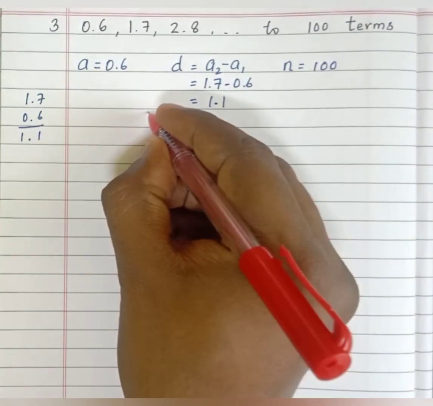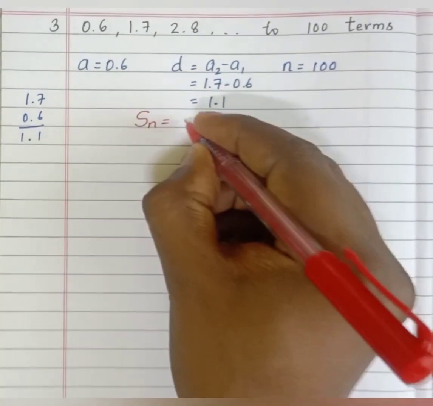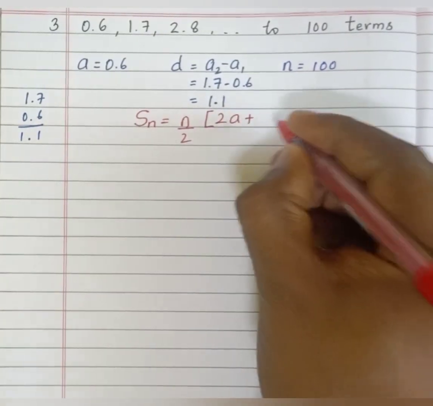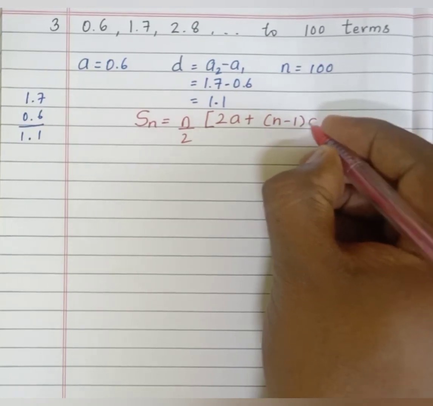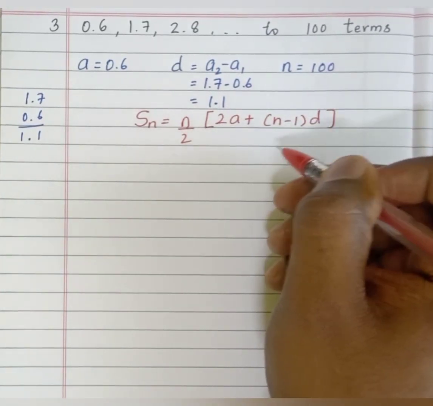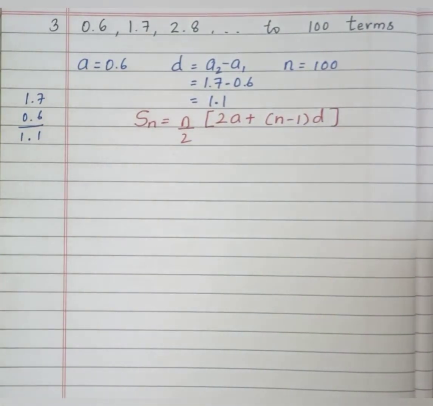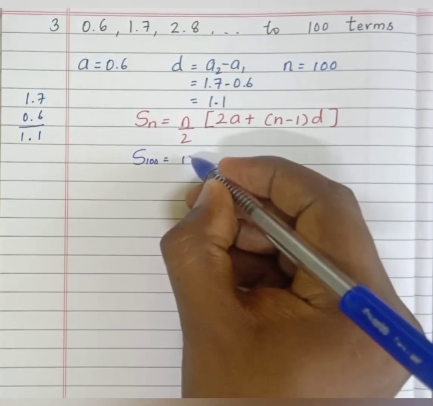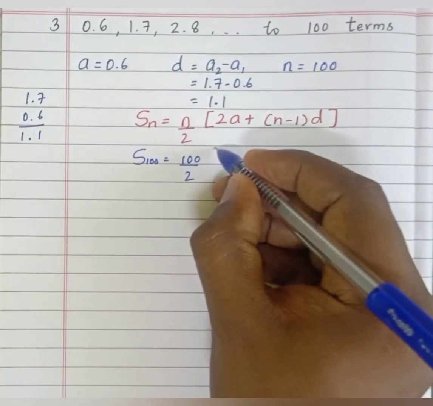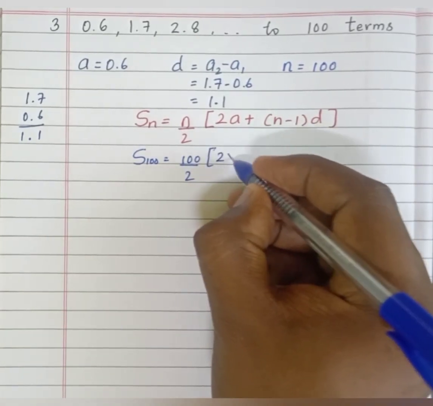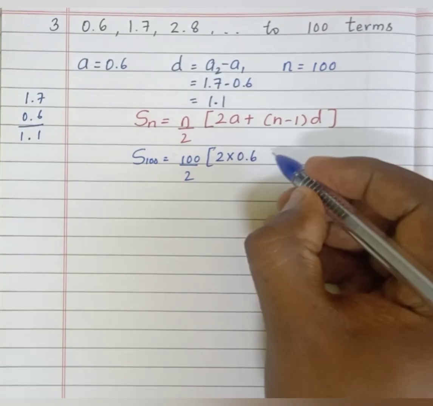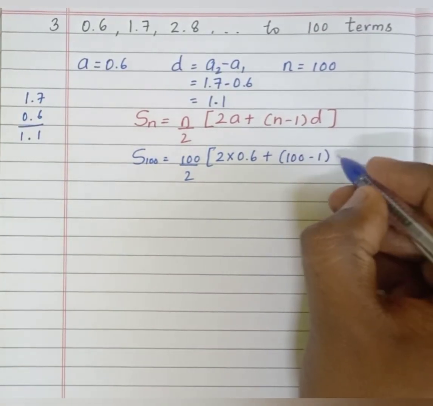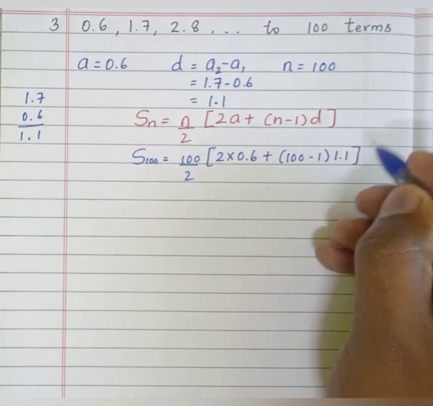N equals 100, since we need the sum of 100 terms. Therefore we use the formula Sn equals n by 2 into 2a plus n minus 1 into d. The sum of n terms of an AP is given by this formula. Now substitute the values of a, d and n. Therefore S100 equals 100 divided by 2 into 2 times 0.6 plus 100 minus 1 into 1.1.